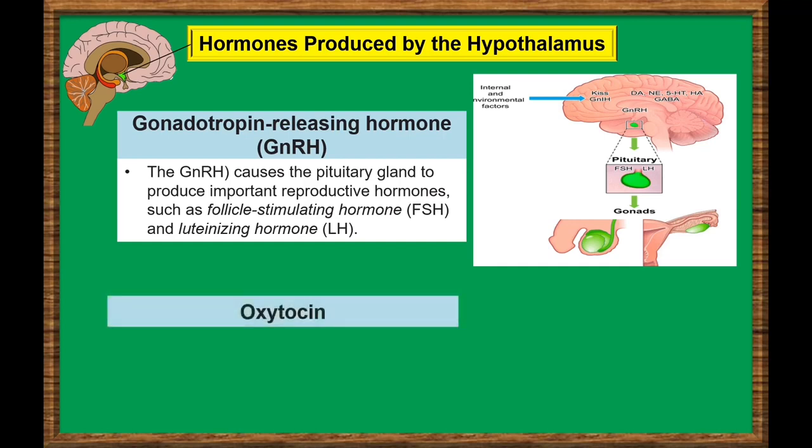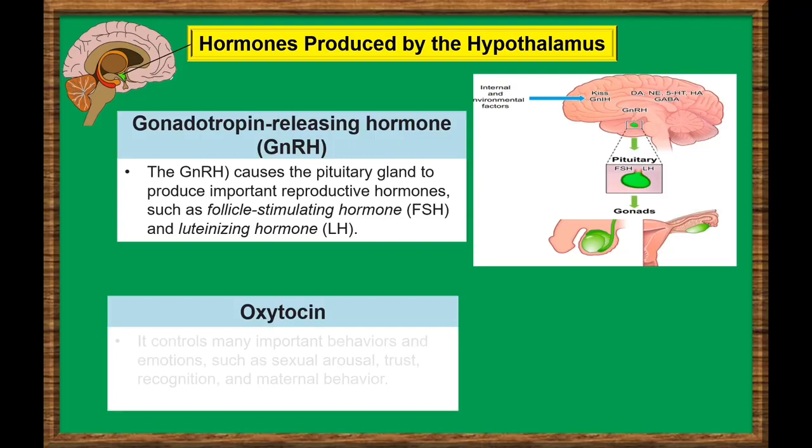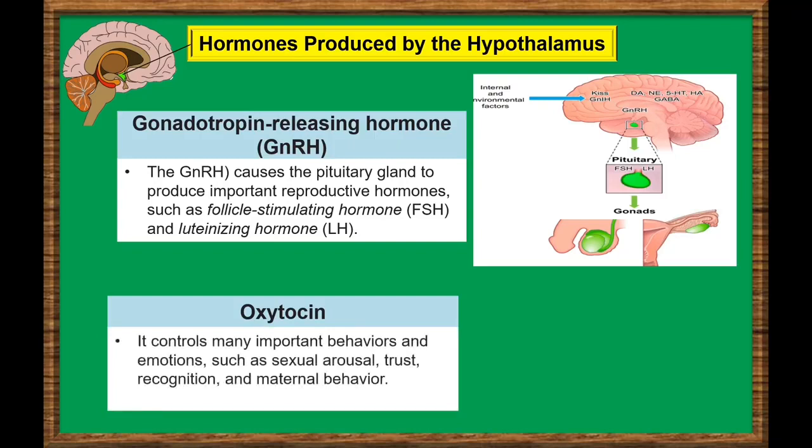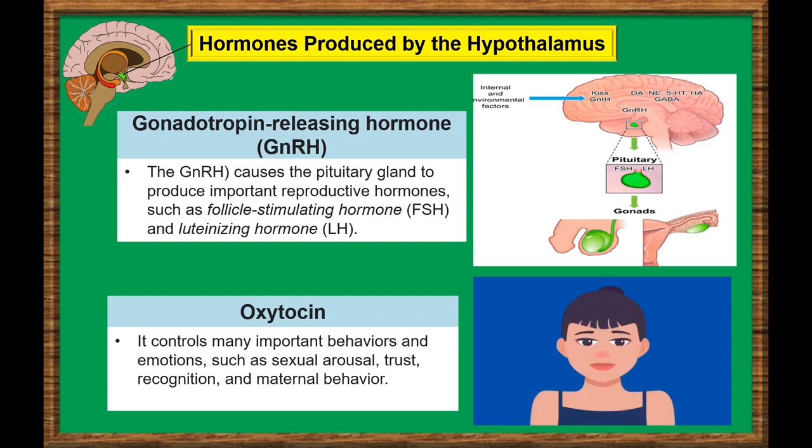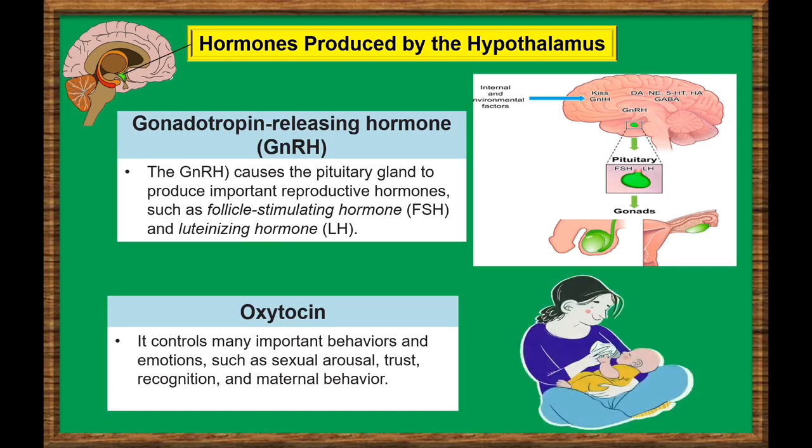Oxytocin. This hormone controls many important behaviors and emotions, such as sexual arousal, trust, recognition, and maternal behavior. It's also involved in some functions of the reproductive system, such as childbirth and lactation.